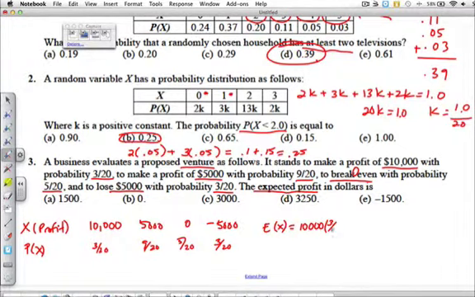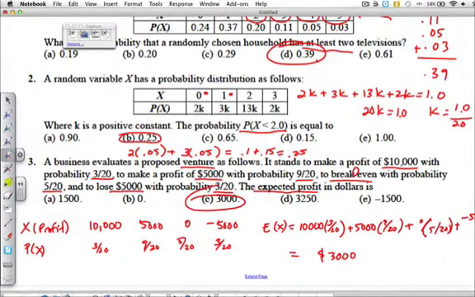So 10,000 times 3 out of 20 plus 5,000 times 9 out of 20 plus 0 times 5 out of 20 plus negative 5,000 times 3 out of 20. And if I do my arithmetic correctly here, I'm going to get an expected profit of about $3,000, which is my answer C. So, if that's an expected profit, I would probably take the risk if I was that company.